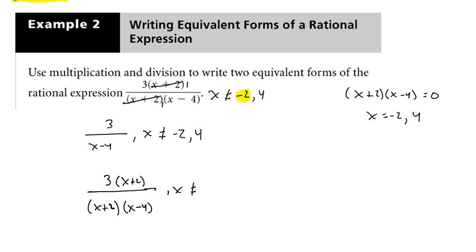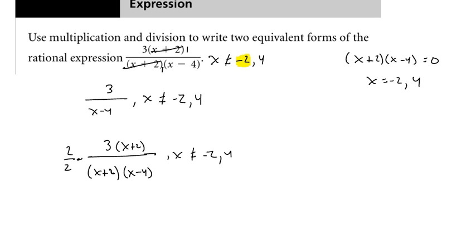And we've got x can't equal negative 2 or 4. Oops, that didn't need to be so high. And one thing I could do with it is say multiply it by 2 over 2. So that could give me 6 times x plus 2 all over 2 times x plus 2 times x minus 4. And we still need to say that x can't be negative 2 or 4.